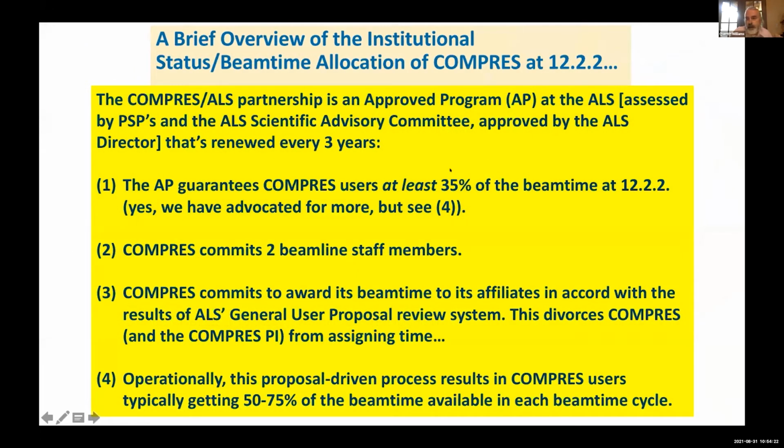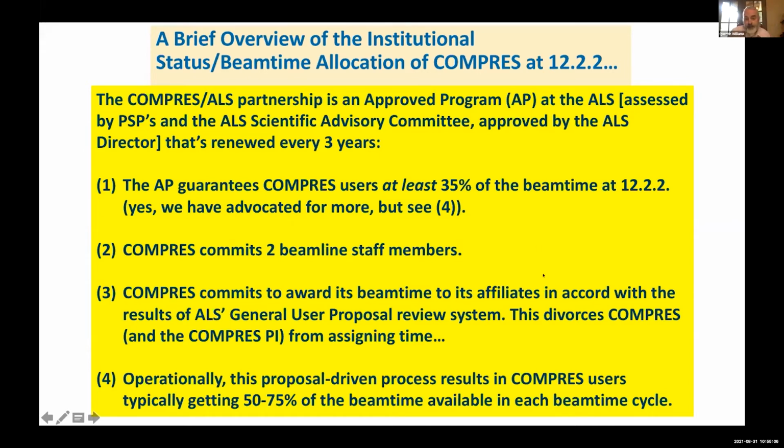Since many of you are perhaps not to the west of the continental divide and not familiar, I want to emphasize the nature of the partnership and the level of beam time associated with the Advanced Light Source. We have an approved program at the Advanced Light Source that gets renewed every 3 years, and we're guaranteed at least 35% of the beamline at 12.2.2. In exchange for that commitment of time, COMPRES is committed to beamline staff members, so it's a very synergistic relationship. We award time in accord with reviews from the ALS's general user proposal review system, which divorces COMPRES and the COMPRES PI, which is me, from assigning time.